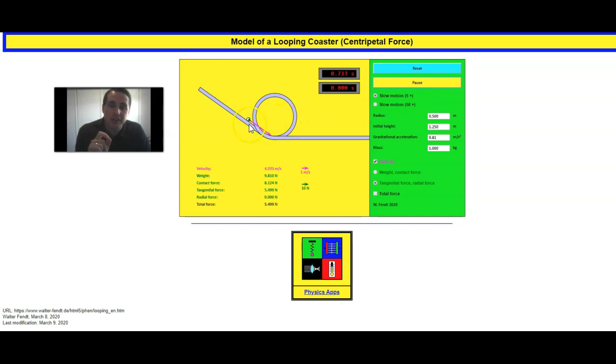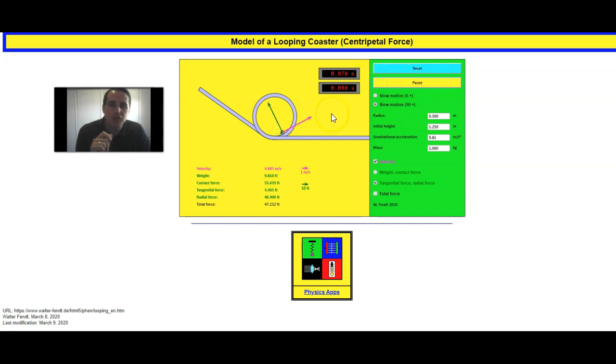Notice that there's going to be a tangential force in the direction of the velocity. Whereas the tangential force when we go up the roller coaster loop is in the opposite direction of the velocity, the tangential force is in the direction of the velocity when we go down the loop. So that causes the object to speed up until we reach the bottom of the loop. Now I'll slow it down.